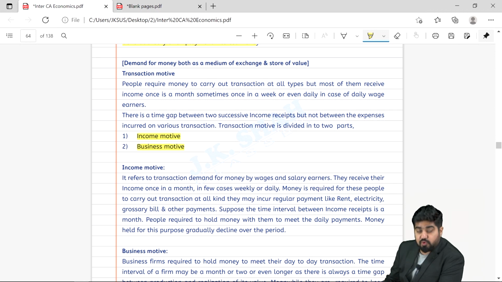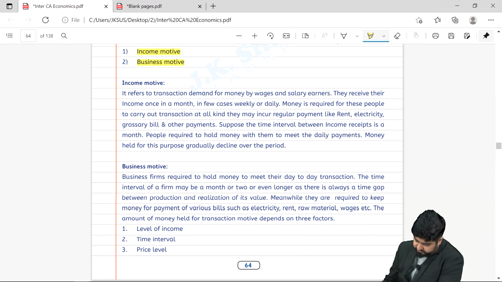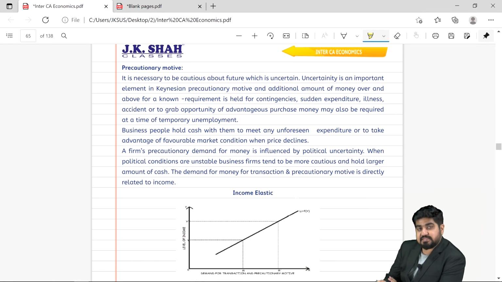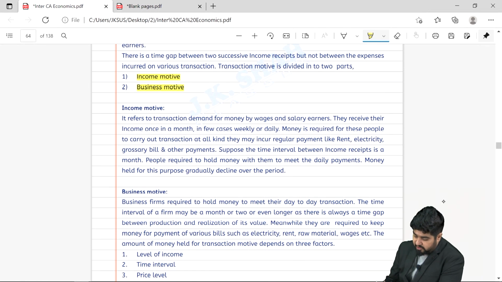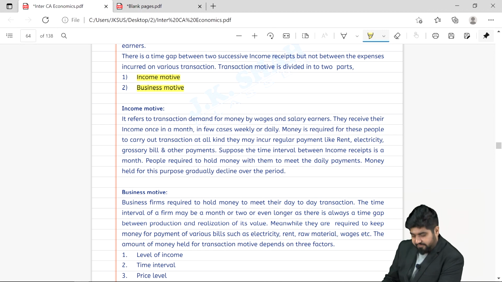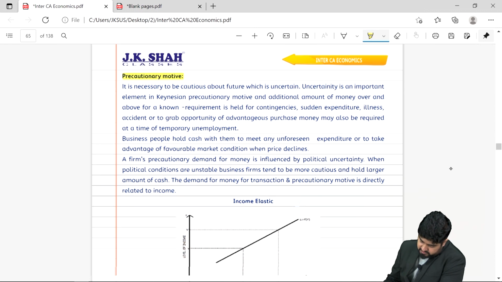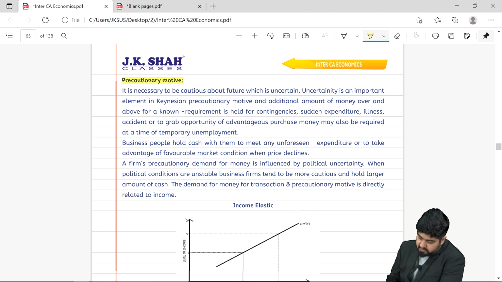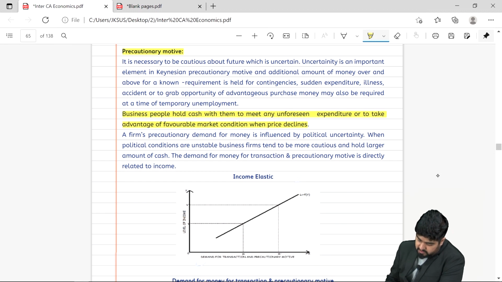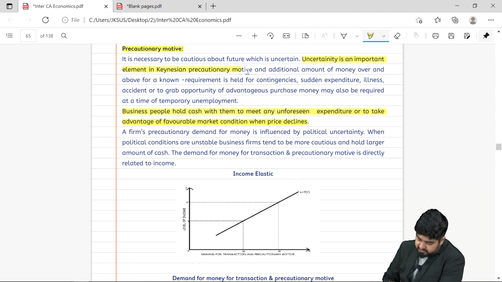the transaction motive comprises both motives, that is the income motive as well as the business motive. Then the number of transactions will determine the level of liquidity preference. Next, it is the precautionary motive. If a person has a higher level of uncertainty or precaution, that means the person will hold more cash. Right? Uncertainty is an important element in Keynesian theory. Please underline this, very important part.